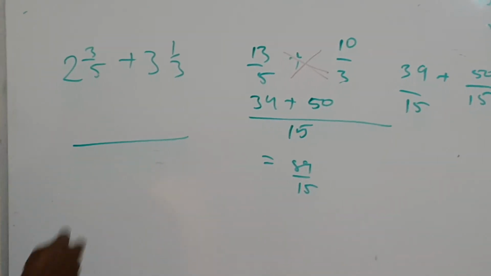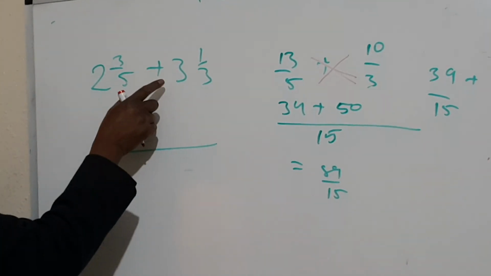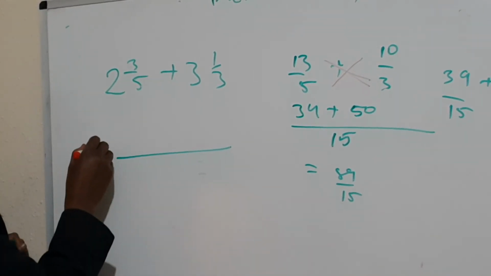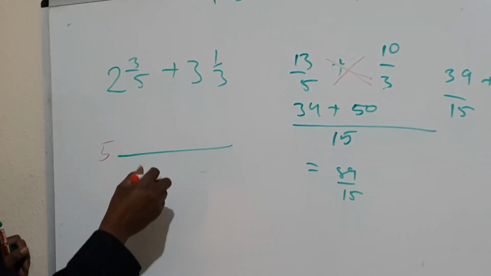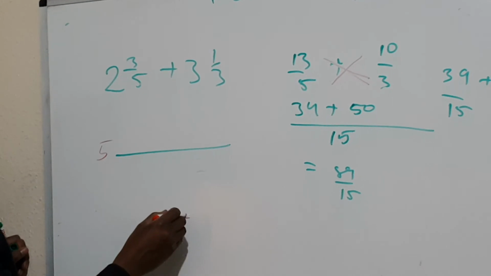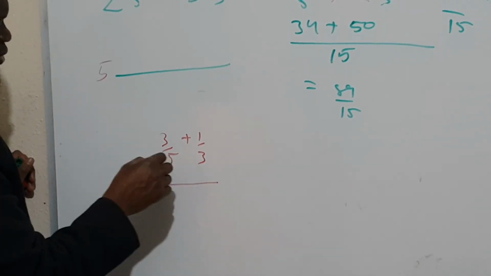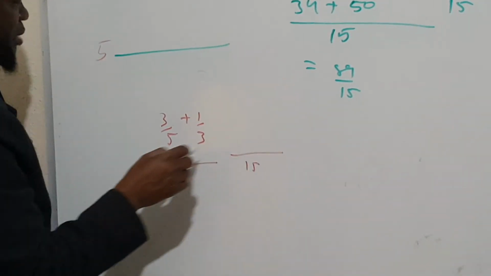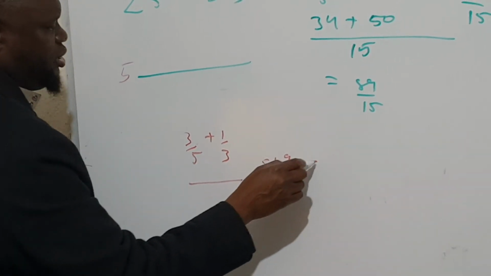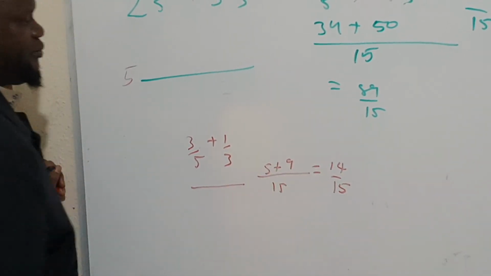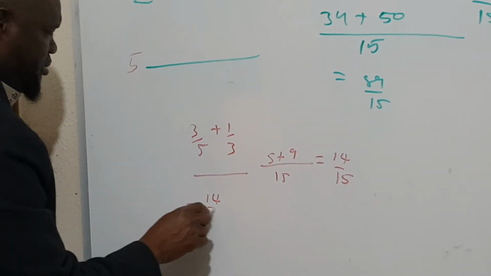Now look at this, in the African way. Now we add the whole numbers. 2 plus 3 is 5. Now we don't involve the whole numbers in a fraction anymore. We just have to add 3 over 5 plus 1 over 3. Now, the LCM, 5 times 3 is 15. Over 5 times 1 is 5. 3 times 3 is 9, which is 14 over 15. So our answer now is 5 whole number, 14 over 15.